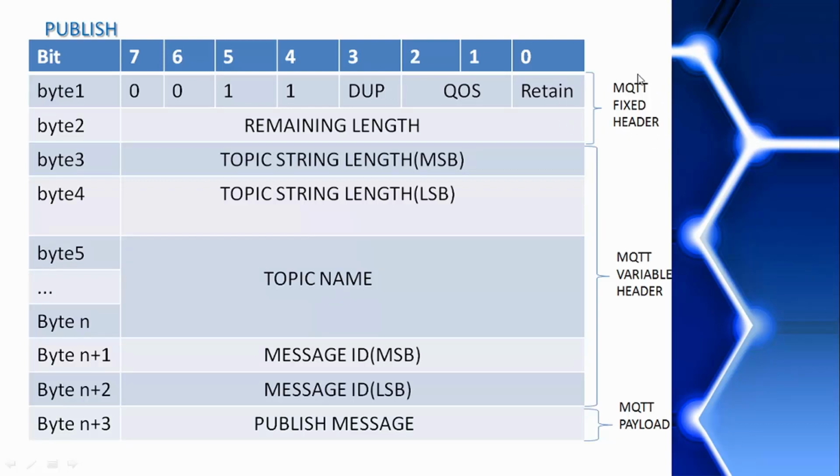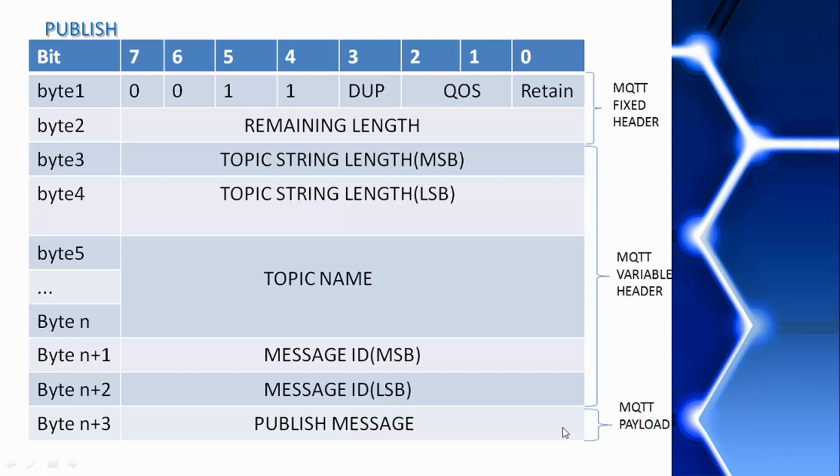As we have seen in the previous lecture, this fixed header is always present in all of the commands of MQTT. The variable header of publish contains the topic string length, topic name, and packet identifier, which is also a message ID. And lastly, the payload field of publish contains the message which has to be sent.